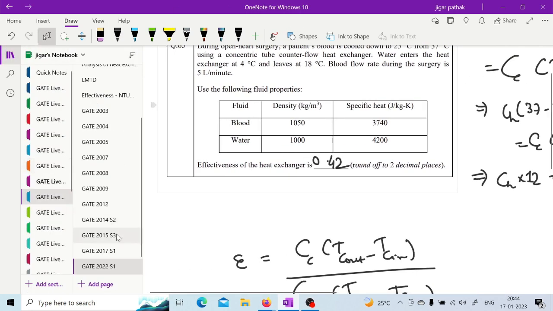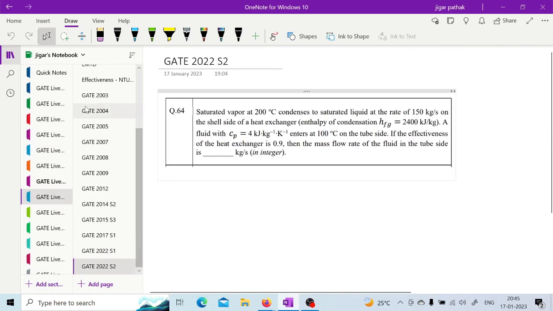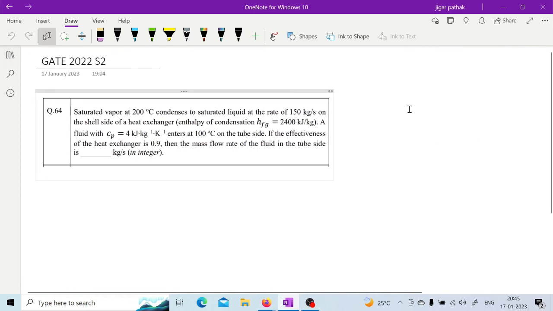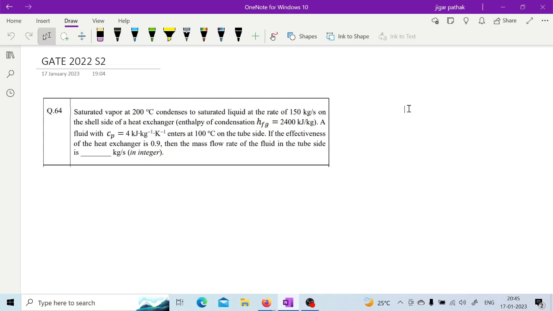So next is: saturated vapor at 200 degrees centigrade condenses to saturated liquid at the rate of 150 kg per second on the shell side of a heat exchanger, where the enthalpy of condensation HFG is equal to 2400 kilojoule per kg. A fluid with Cp equal to 4 kilojoule per kg Kelvin enters at 100 degrees centigrade on the tube side. If the effectiveness of the heat exchanger is 0.9, then the mass flow rate of the fluid in the tube side is? You can calculate this, right?